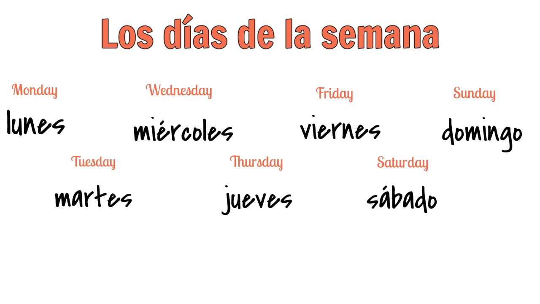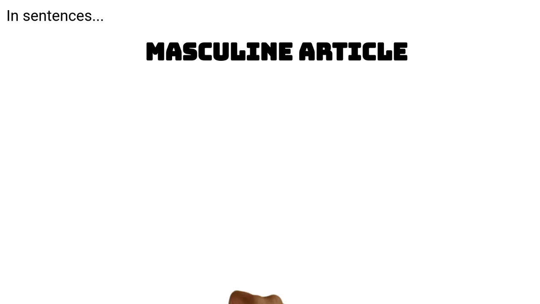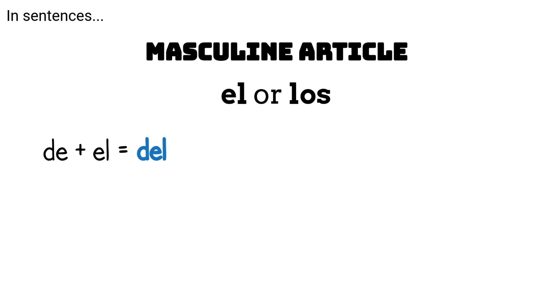When we use the days of the week in sentences, rather than just listing them, we use a masculine article, either el or los. This word won't always translate to something specific in English. Remember that de and el contract to del, and a and el contract to al, so those words may also show up when using days.